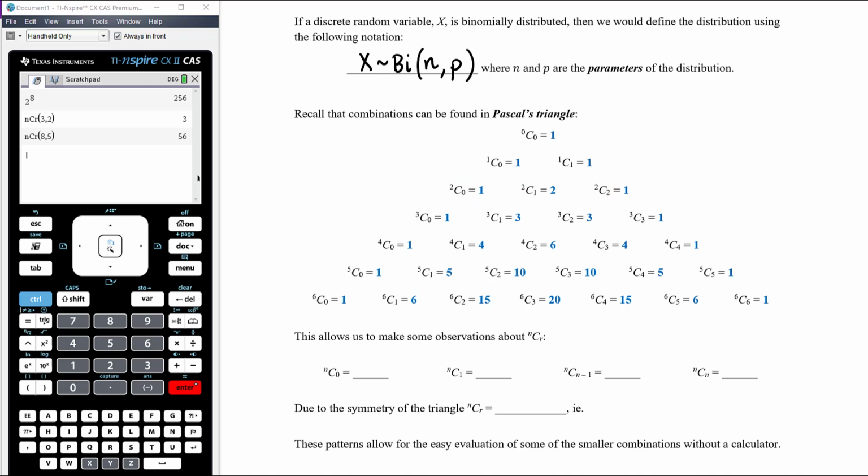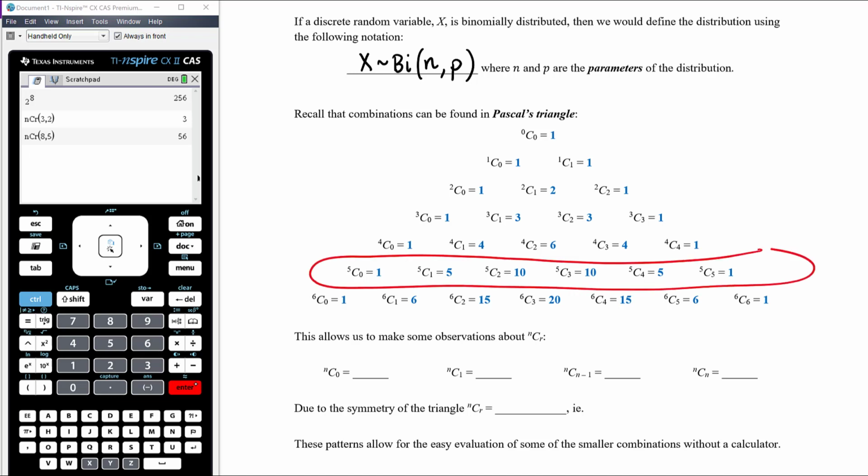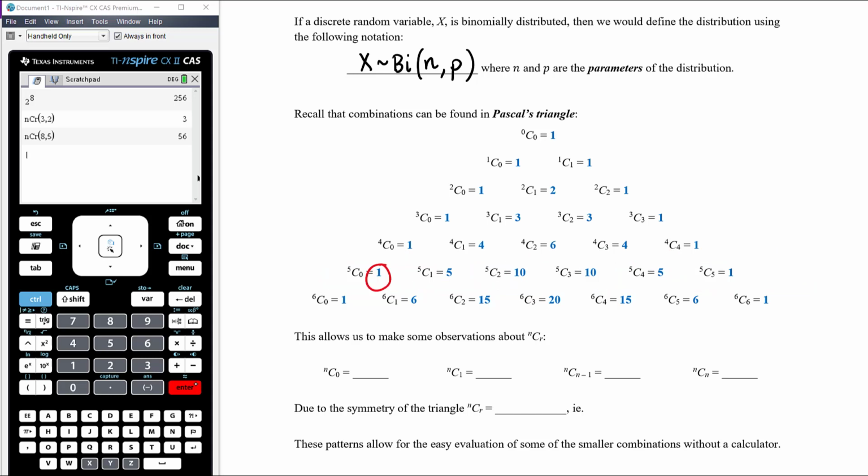Each of these rows gives us the values of nCr. So if we want 5 choose 4, we're going to need to draw our triangle down to the 5th row, and then the first number will be 5 choose 0, 5 choose 1, 5 choose 2, 5 choose 3, 5 choose 4. And so we can find that it's 5 without the need for a CAS. You can also use the formula that I gave you on the previous page if you're comfortable with the factorials.